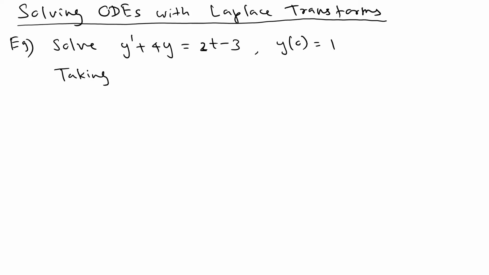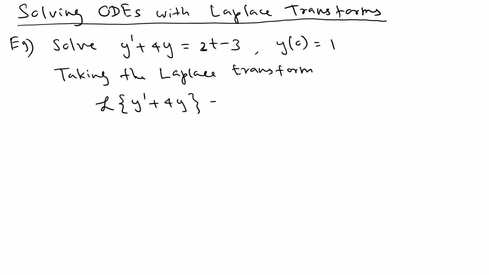So you can say taking the Laplace transform. So if you take the Laplace transform, what happened? It's a Laplace transform of y prime plus 4y equals Laplace transform of 2t minus 3. So we take the Laplace transform for both sides.